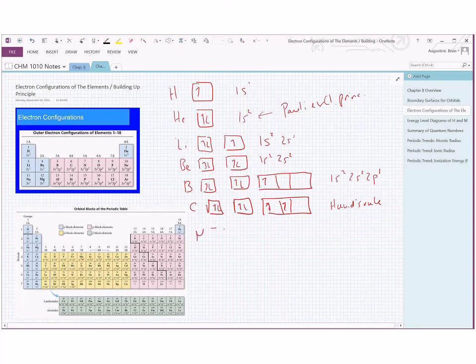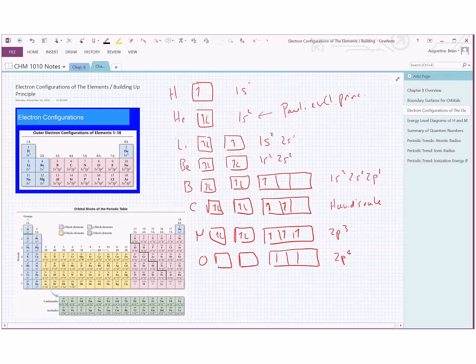Nitrogen, my drawings are getting sloppier and sloppier. 1s2, 2s2, 2p3. Oxygen, 2p4, which looks like this, 1, 2, 3, 4. You might be asking yourself, do you have to draw it over in the left box? No, you don't. You can put it in any of these boxes, but you do start spin pairing it opposite.